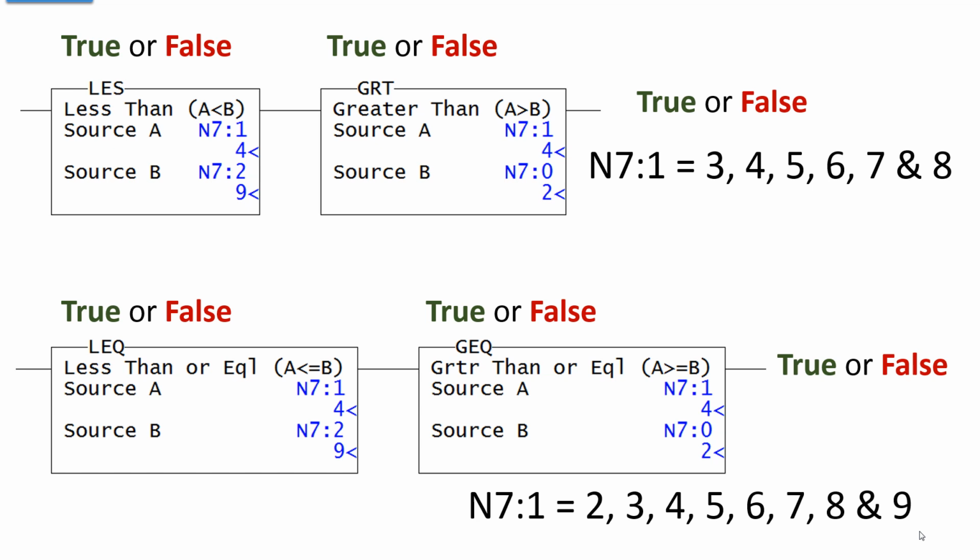In the bottom set, because they are less than or equal to and greater than or equal to, they're going to include the integers at the extremes of the range. We've increased our true values to 2, 3, 4, 5, 6, 7, 8, and 9. This is how you might combine these instructions to have a true or false statement for a range of values.